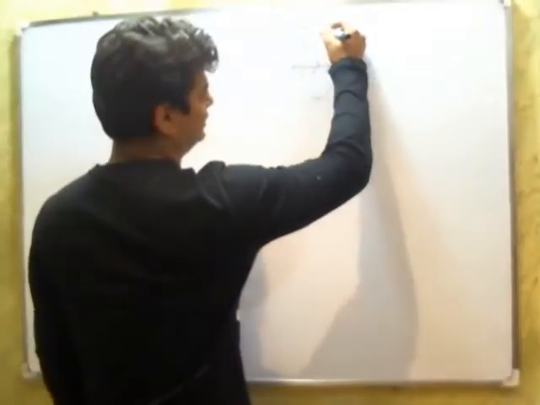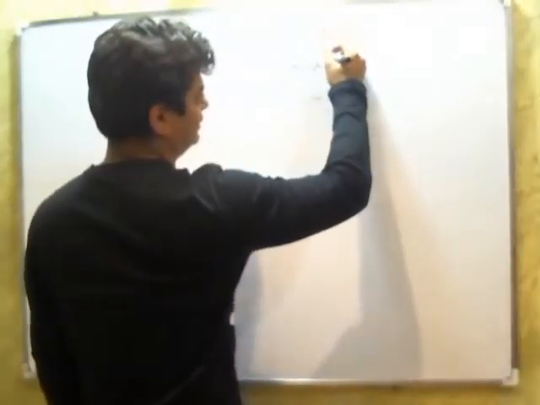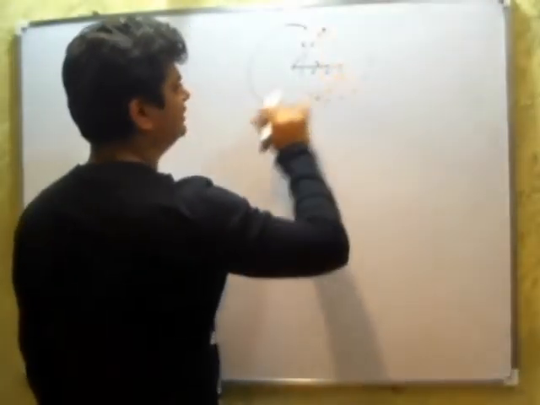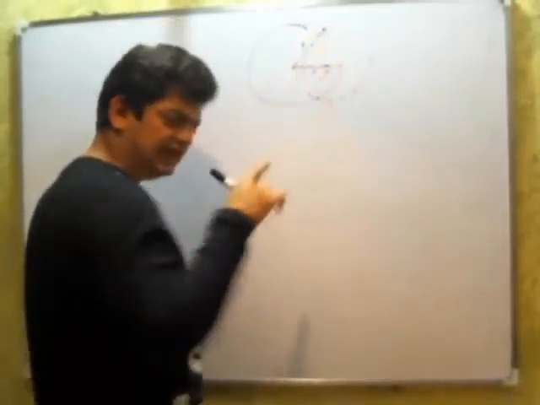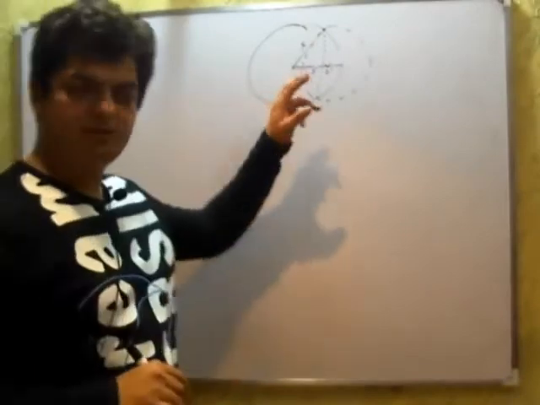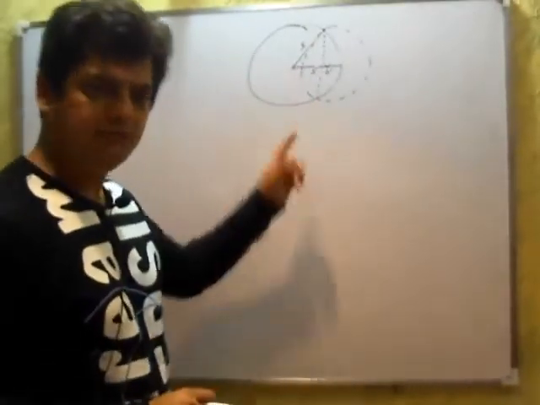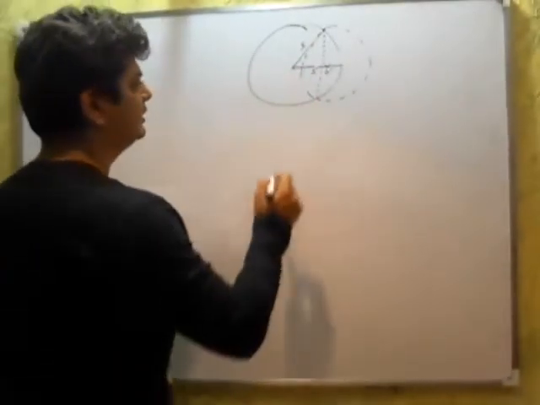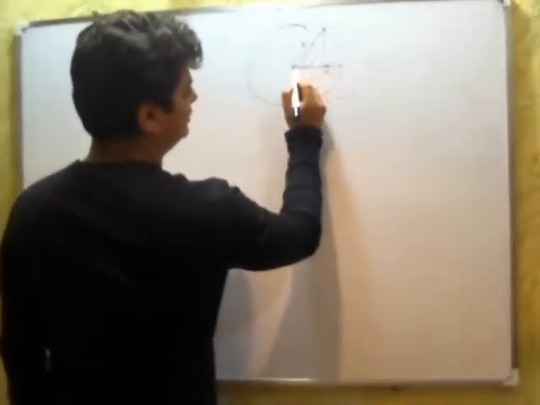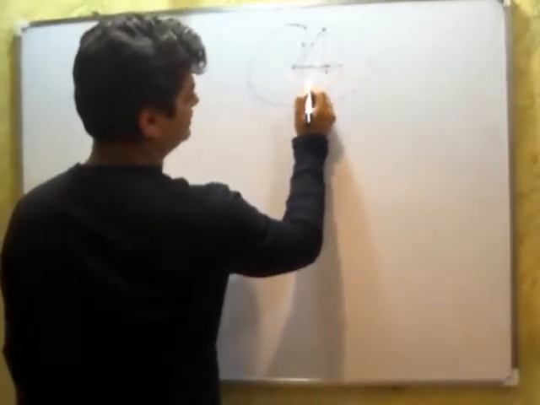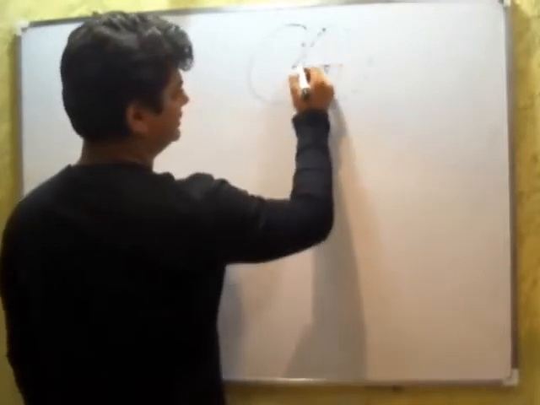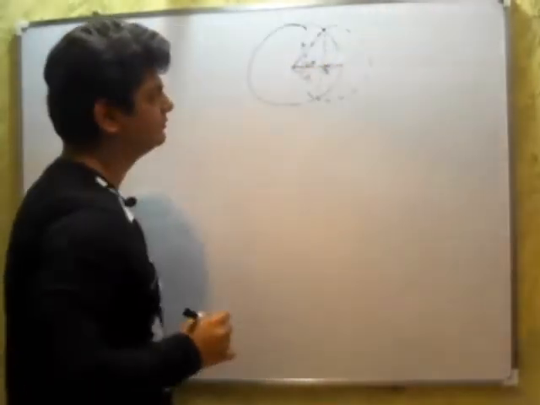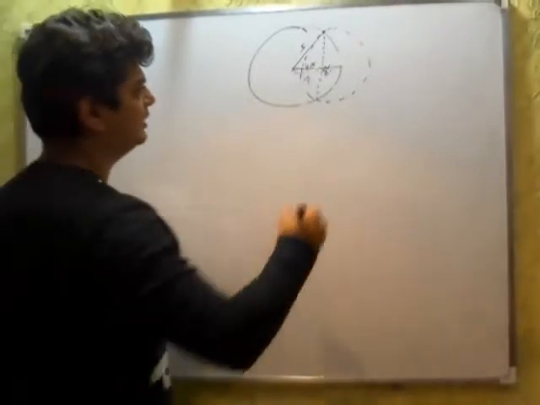And this is the common chord. This will pass through the center, but I cannot comment on it right now. I am going to prove that. From here to here, this is 4. That means if this is x, then this is 4 minus x. Am I right?